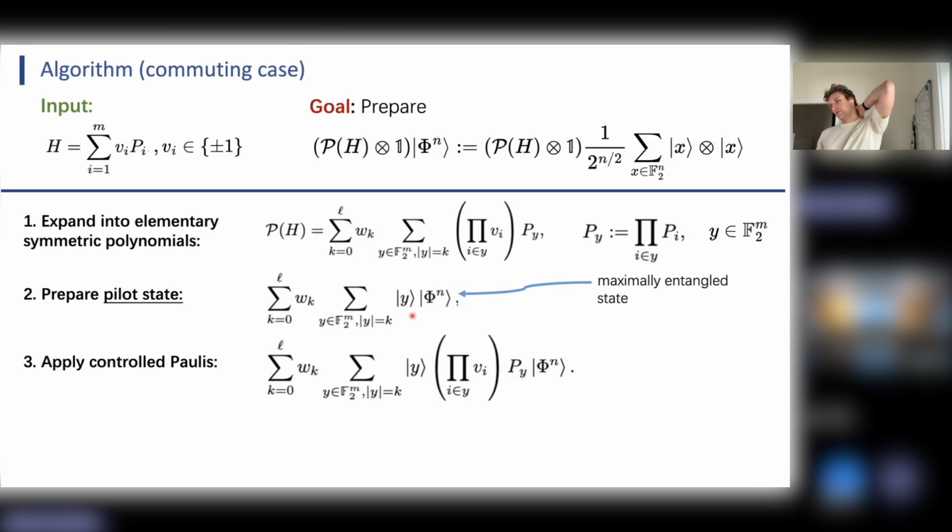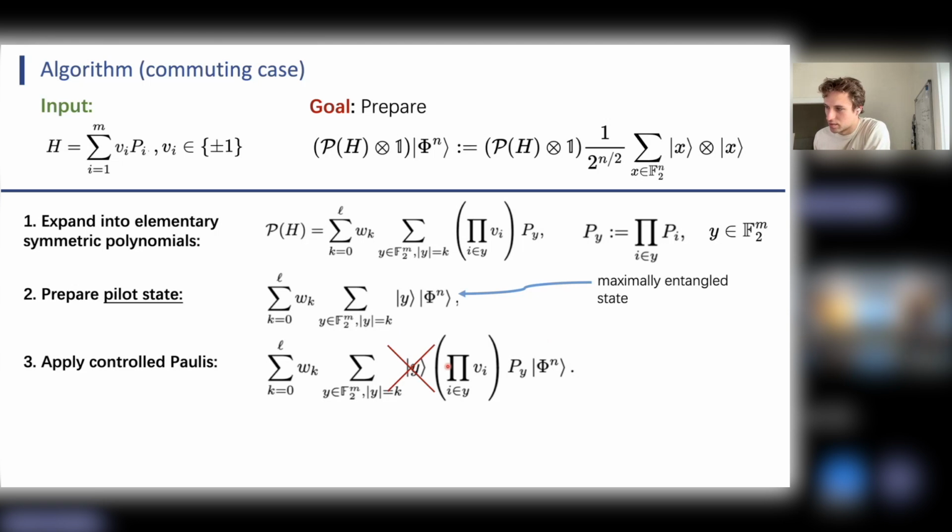Then the first step you do is, now you apply controlled Pauli operators. Conditioned on the y register, you apply Py to the first half of the maximally entangled state. So these controlled Paulis are easy to implement. You can do this easily. You can also get these phases in here by just doing controlled Z gates. So this is also easy. And now you're almost done.